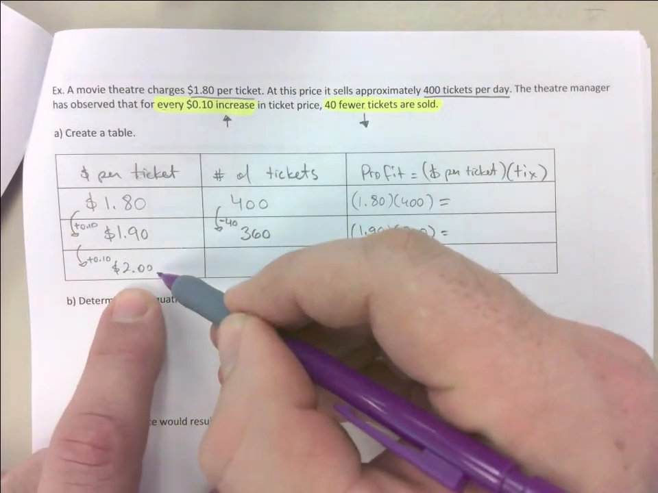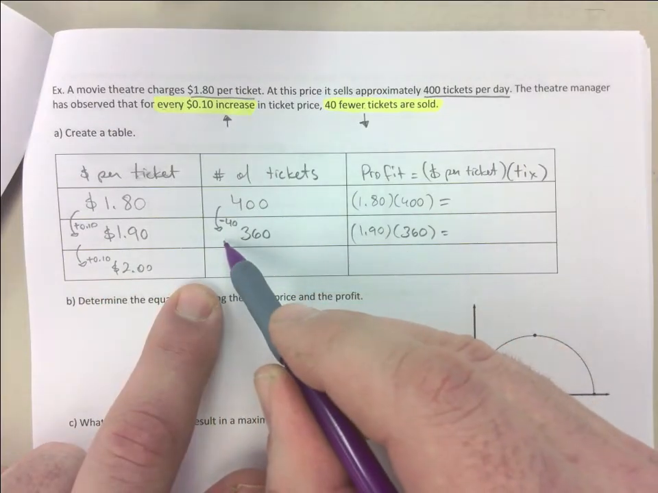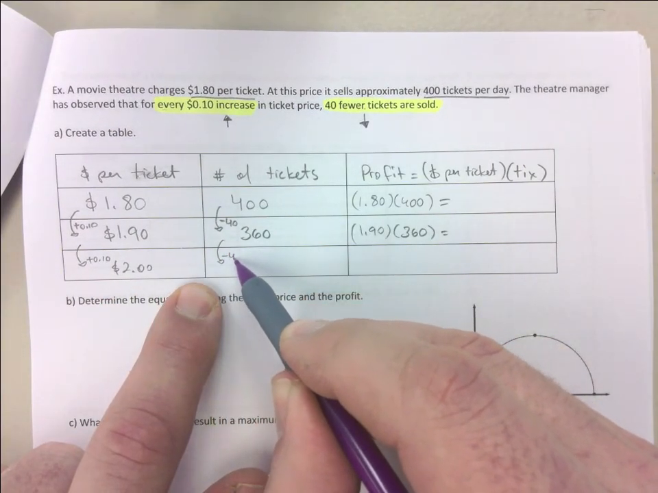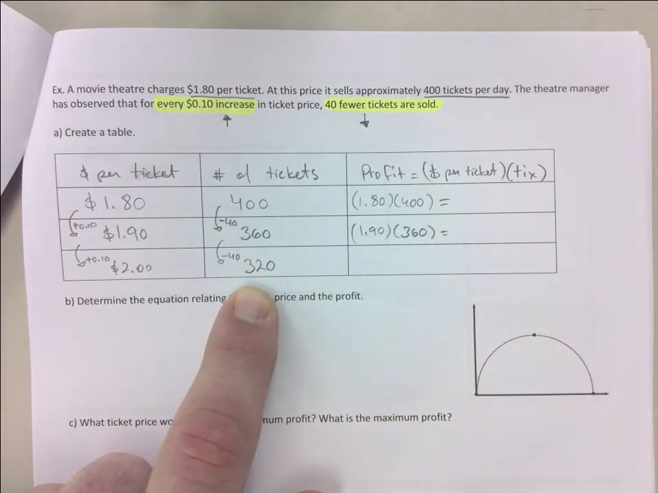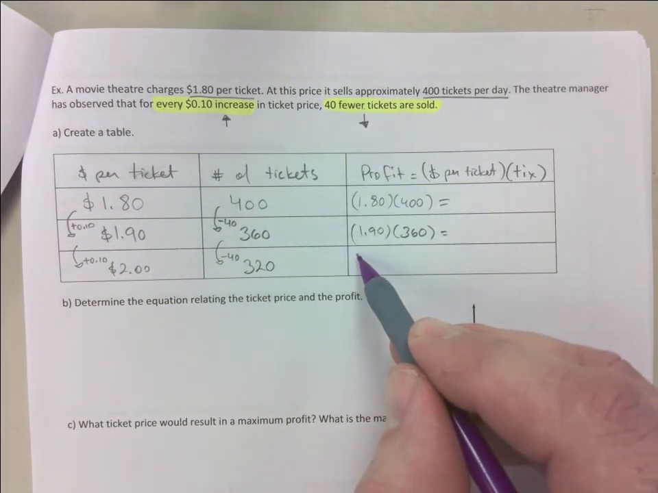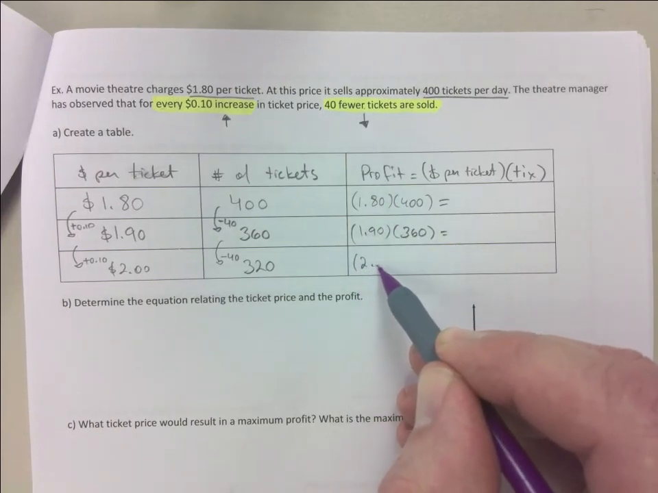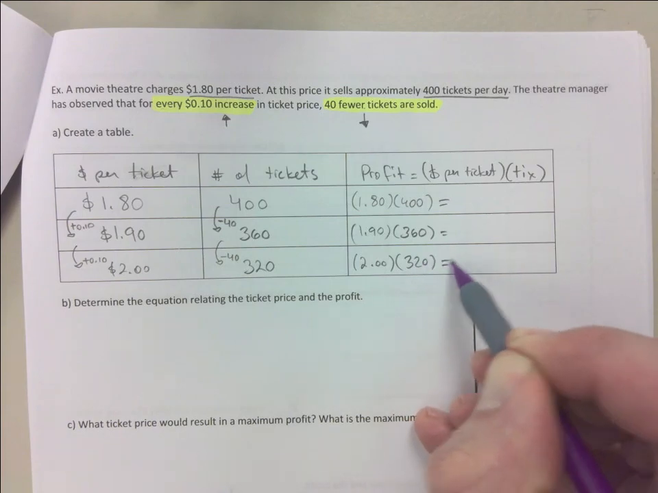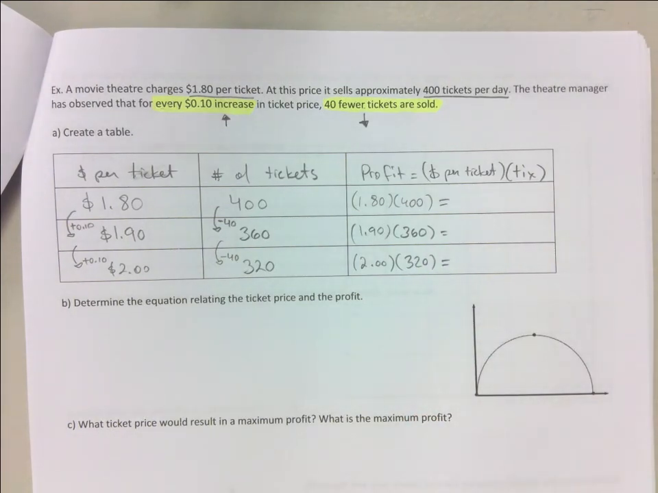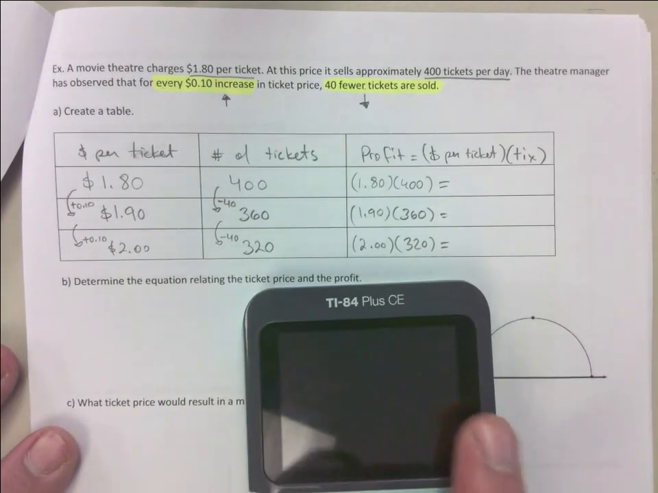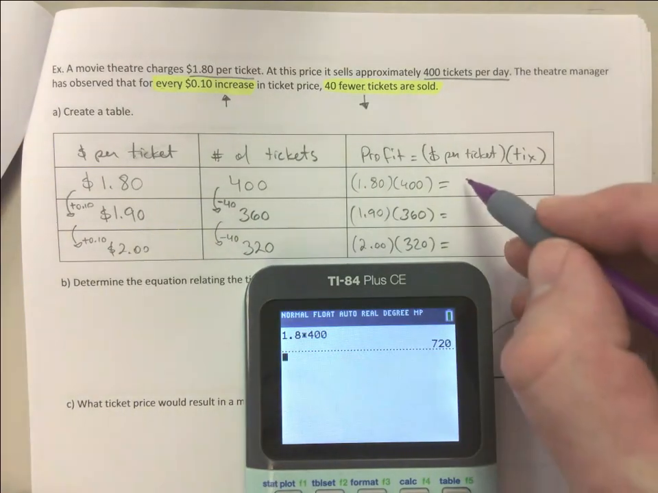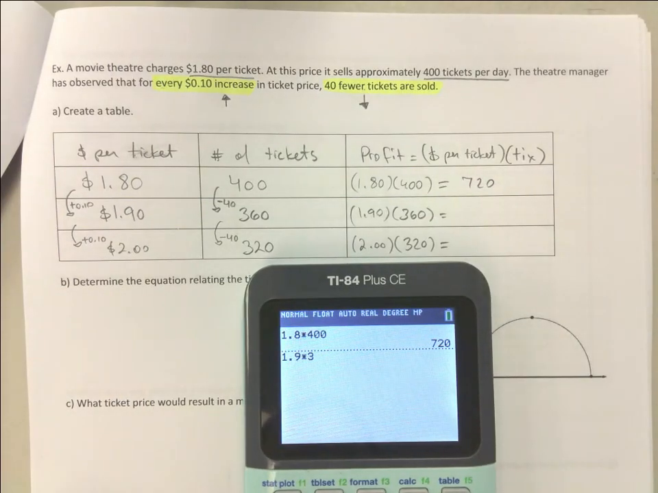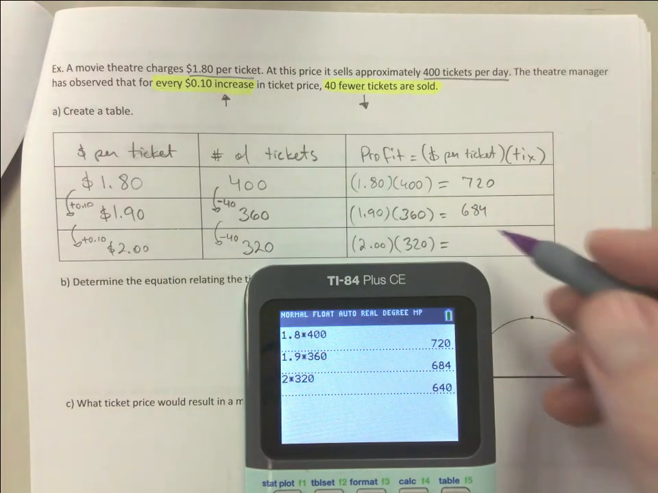You add 10 cents to that price one more time. Guess what? The number of tickets sold are going to drop by 40 one more time. So that's 320. Filling in the profit column would be 2 times 320. Boom. And let's fill this in. $720, $684, $640.